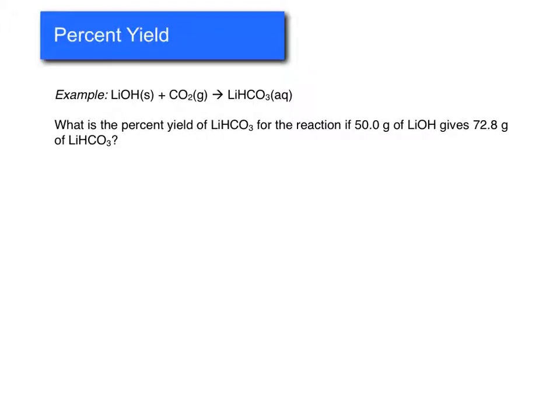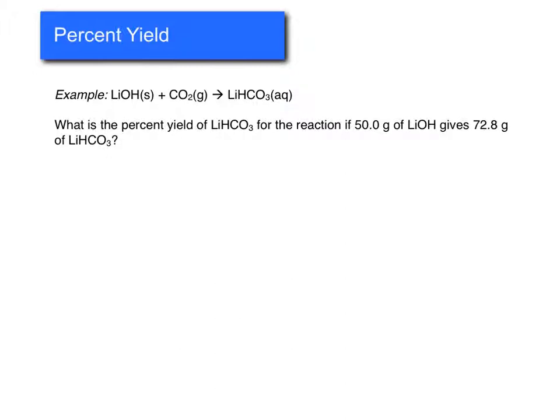All right, now let's take this one step further and do percent yield for an actual chemical reaction. So here we have lithium hydroxide plus carbon dioxide yields lithium bicarbonate. And the question is, what is the percent yield of lithium bicarbonate for the reaction if 50 grams of lithium hydroxide gives 72.8 grams of lithium bicarbonate?